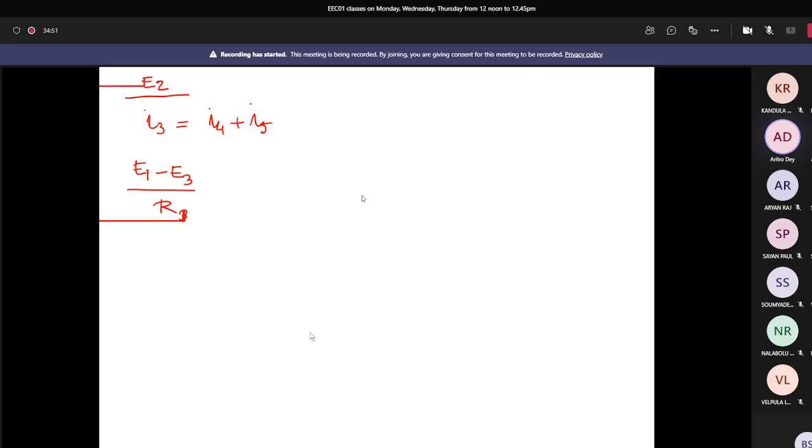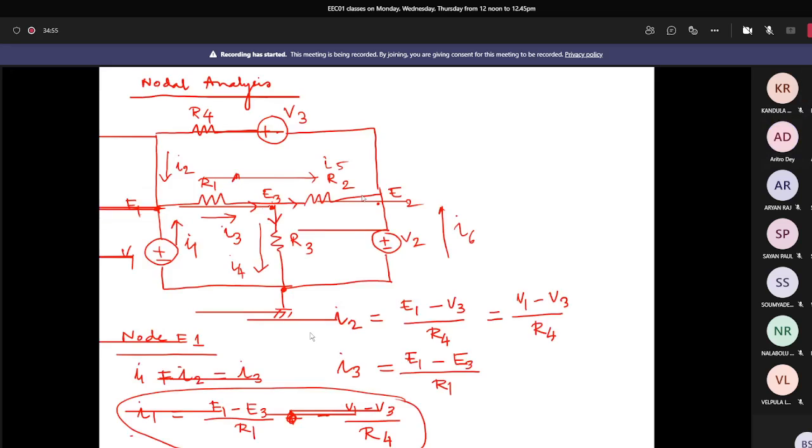Sorry, repeat. I2, the direction. I2 is between E1 and V3. So E1 minus V3 divided by R4, right? This is E1, this is V3. So I2 is flowing through this path. So it is E1 minus V3 divided by R4.